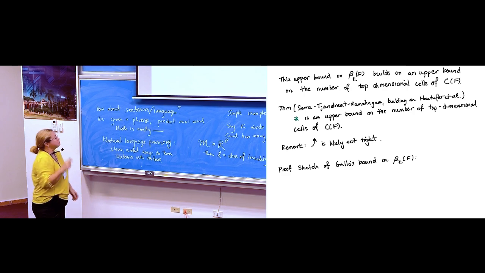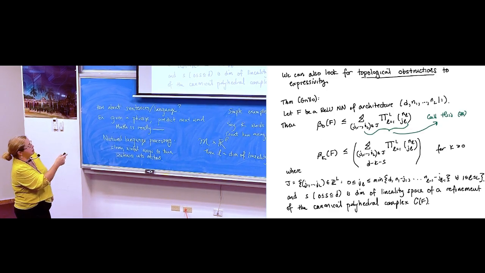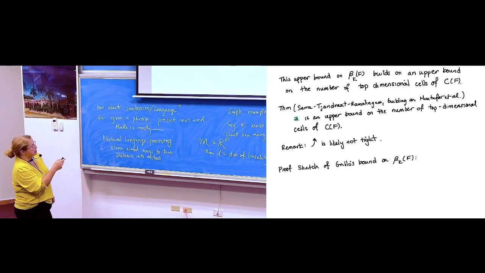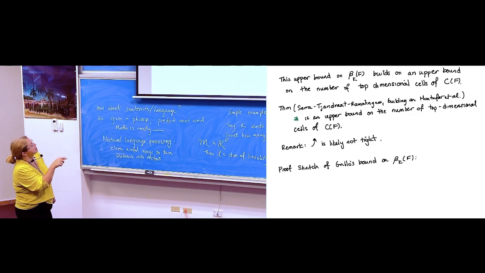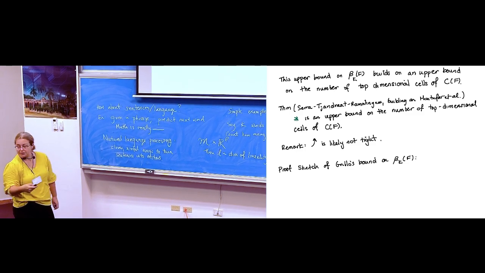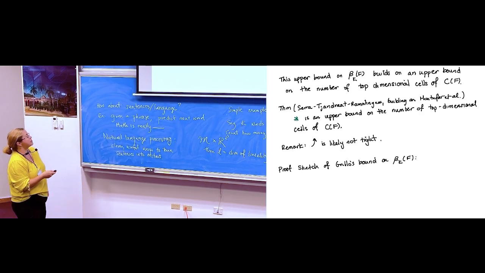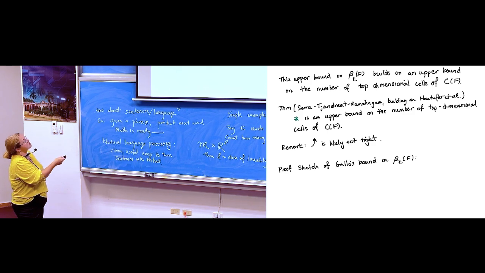I don't know. Okay, so the way the theorem we were just talking about, the one that bounds the Betti numbers, is proven in this article is that you start with this bound on the number of cells, and we're going to use that to get bounds on the Betti numbers. So here's a sketch of how it's done in this particular paper.